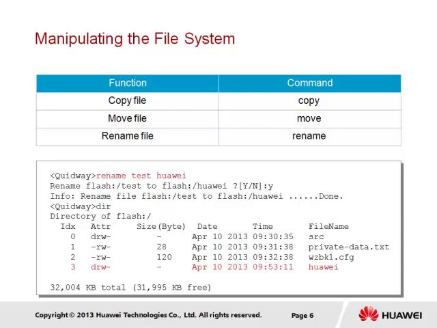The move command is used to move a file from one directory to another within the same storage device, for which the user should indicate the name of the file to be moved and the name of the file once it is moved. The rename command allows the name of the file or directory to be changed, and is demonstrated here using the created test directory, in which the command rename test Huawei is used to change the directory name to Huawei. So we can again verify the change through the dir command.